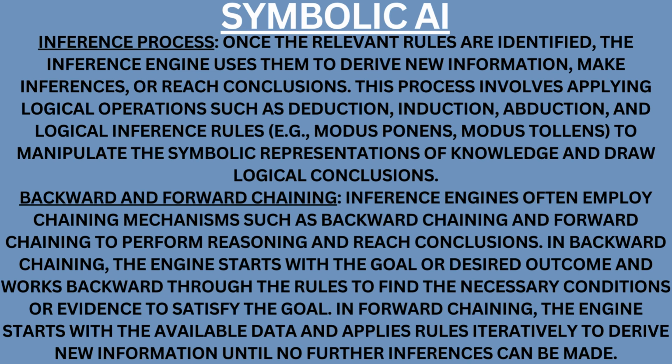Backward and forward chaining. Inference engines often employ chaining mechanisms such as backward chaining and forward chaining to perform reasoning and reach conclusions. In backward chaining, the engine starts with the goal or desired outcome and works backward through the rules to find the necessary conditions or evidence to satisfy the goal. In forward chaining, the engine starts with the available data and applies rules iteratively to derive new information until no further inferences can be made.